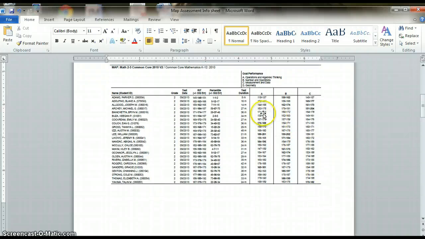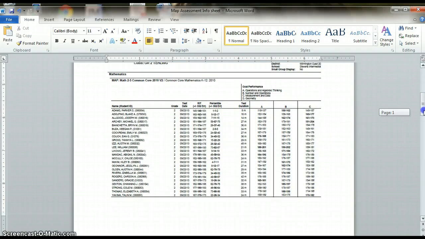Okay. They also, on this form, have the test duration that tells you how long they were actively involved in the test. And then these columns at the end of this report refer to A, B, and C. I didn't clip the D column, but you can fill in the blanks. They correlate to the goal performance for each of the skills on that particular test.